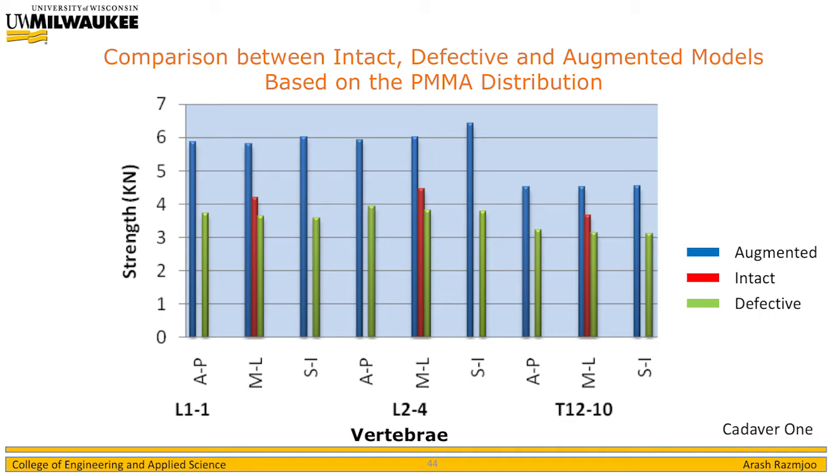And augmentation here in different directions or different distributions. For example, here in anterior posterior, but here in superior inferior, we have more increase in the amount of the strength. Here for lumbar 2, superior inferior is higher. And here, again, it's higher, but it's closer to the other amount. So it showed that by choosing different positions and different distributions or directions, we can gain different amounts of strength in the vertebra. So we should consider that during the vertebroplasty procedure.